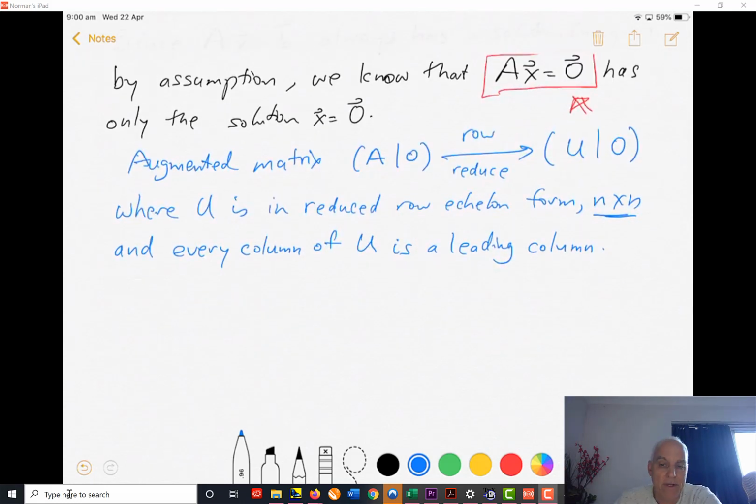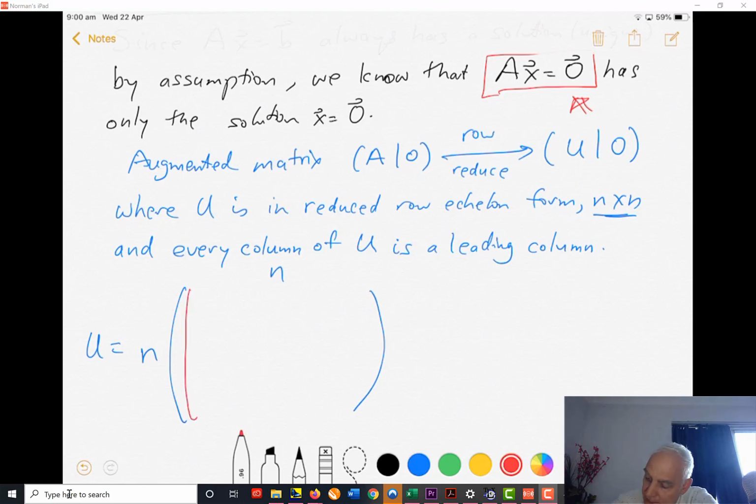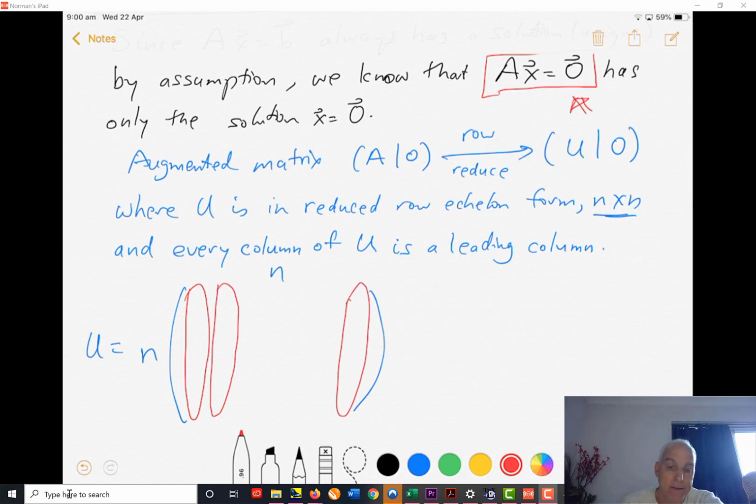So let's have a look. What can it look like? We have this matrix U. We know it's n by n. We know it is in reduced row echelon form. And we also know that every column is a leading column. So that means every single column has a leading entry, which must be a 1. There are altogether n such columns, and each of them contains a leading entry. And the other thing that we know is that the leading entries are staggered down to the right.